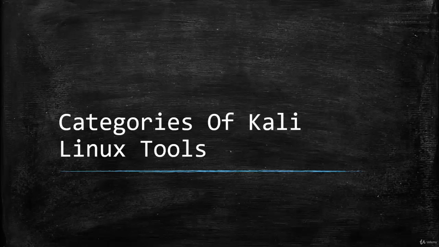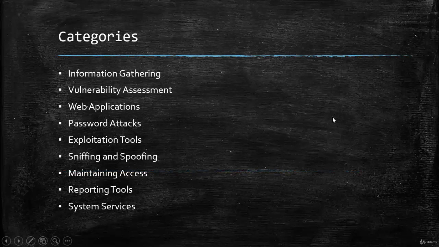Categories of Kali Linux tools. Kali Linux has lots of tools that can be used to perform ethical hacking and penetration testing. Ethical hacking tools integrated into Kali Linux can be categorized into categories like information gathering, vulnerability assessment, web applications, password attacks, exploitation tools, sniffing and spoofing, maintaining access, reporting tools, and system services.